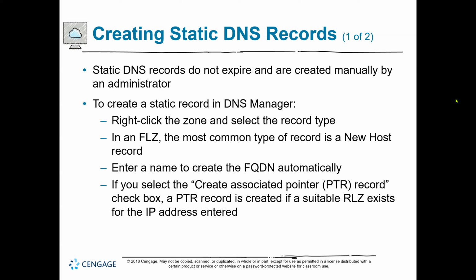Okay, creating static DNS records. Static DNS records do not expire and are created manually by an administrator. To create a static record in the DNS manager, right-click the zone and select record type. In the FLZ, the most common type of record is a new host record. Enter a name to create the FQDN automatically. If you select the Create Associated Pointer PTR record checkbox, a PTR record is created if a suitable RLZ exists for the IP address entered.